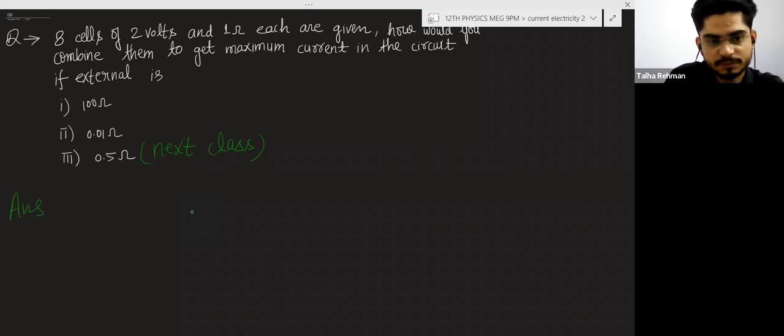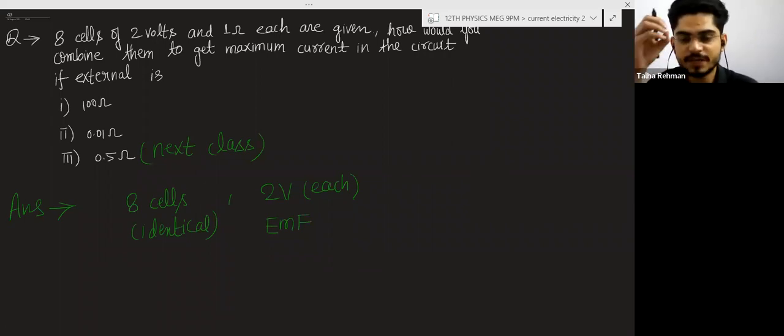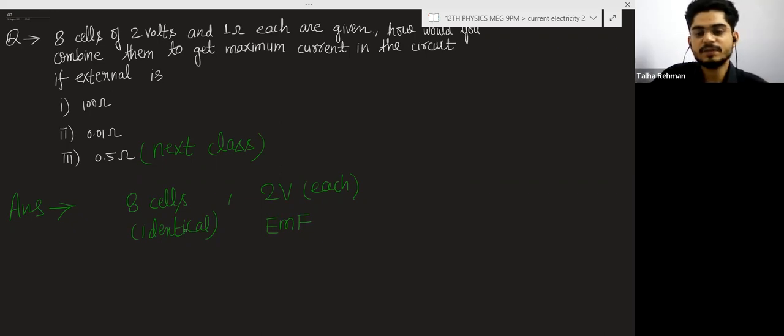So just focus here. They are saying we are having eight identical cells, and each cell has 2 volt EMF. Just focus on this question. This question will give you each and every answer in the derivation. We have 8 cells having the EMF of 2 volt and internal resistance as 1 ohm.